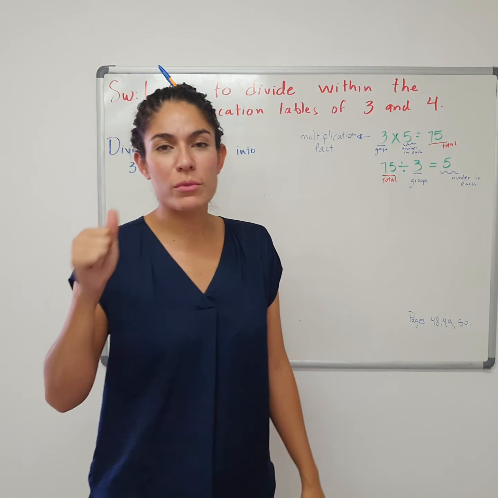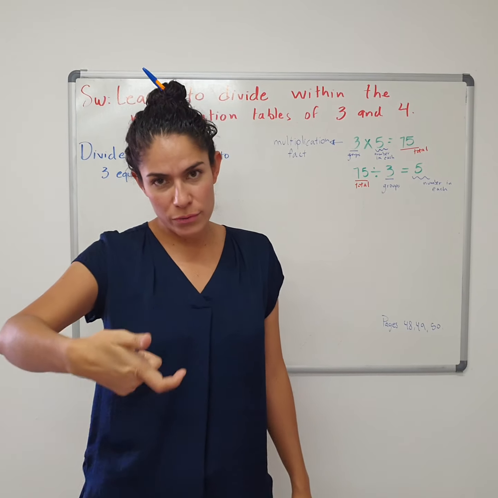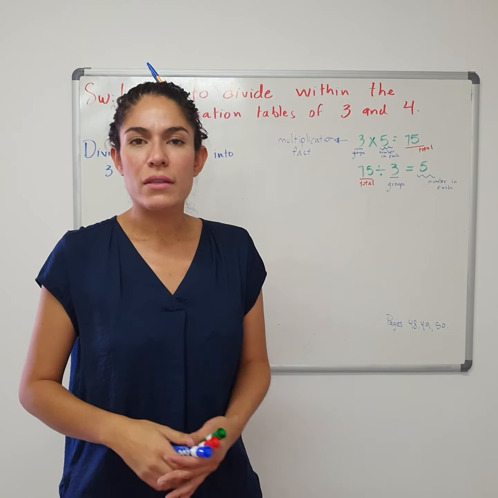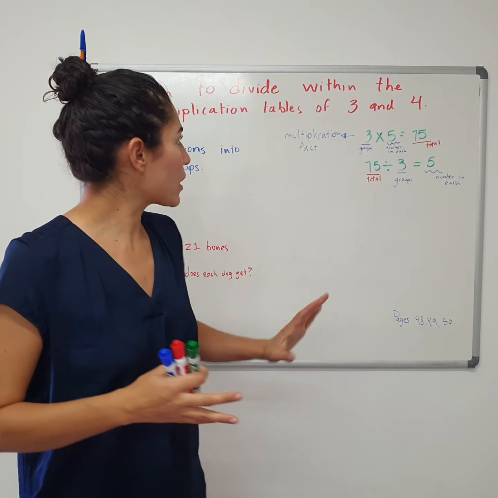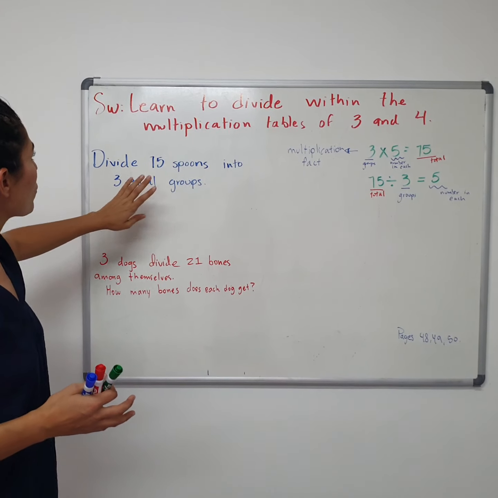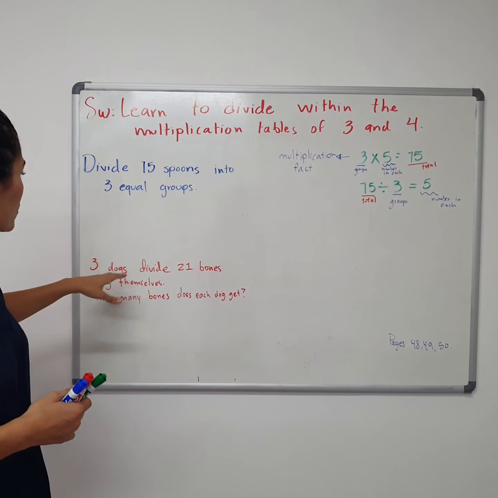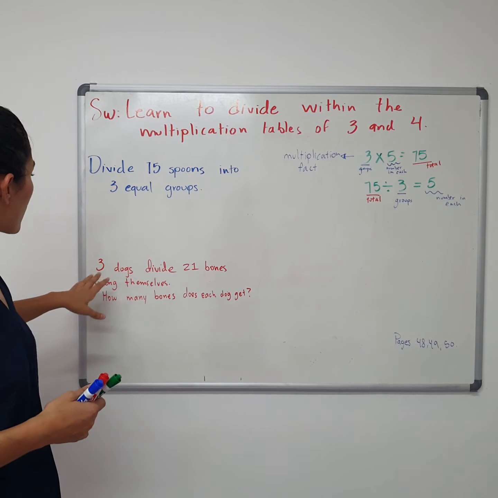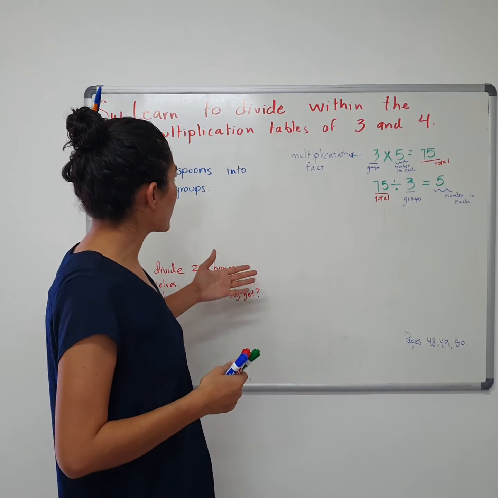We have a long weekend, and we're going to start with division. Last week we checked multiplication tables of 3 and 4, and now we're going to start with the next step, that it's division. Okay? In your box, we're gonna have something like this. Divide 15 spoons into 3 equal groups, and another kind of problem that says 3 dogs divide 21 bones among themselves. How many bones does each dog get?